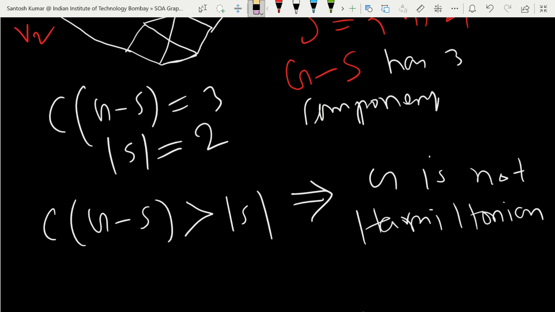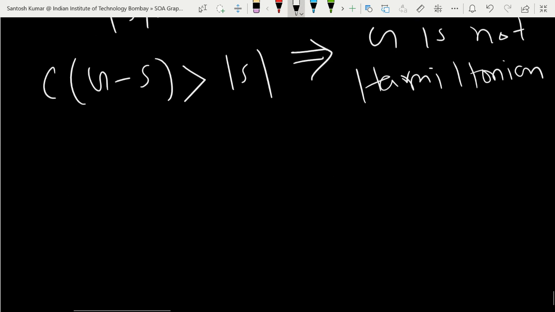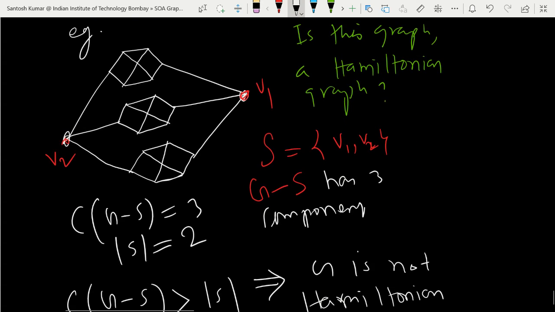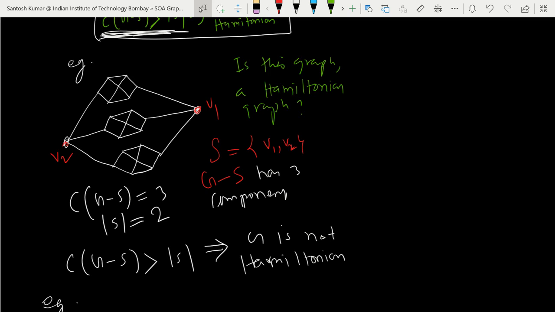And suppose it happened like this, then you cannot say anything, and you have to check some other way. Let me give you one more example. Any doubt in this? Anyone like to ask, please. You will be given a graph and they will ask whether it is Hamiltonian or not. So I tried to use this result. I took S as V1, V2, and G minus S has three components while the cardinality of set S is 2. So according to the result, if the number of components in G minus S is more than the cardinality of S, then G is not Hamiltonian.